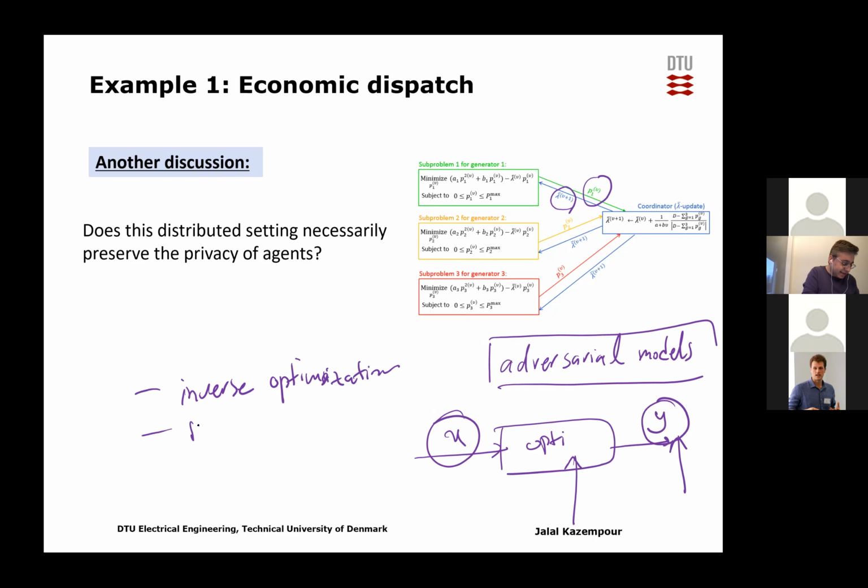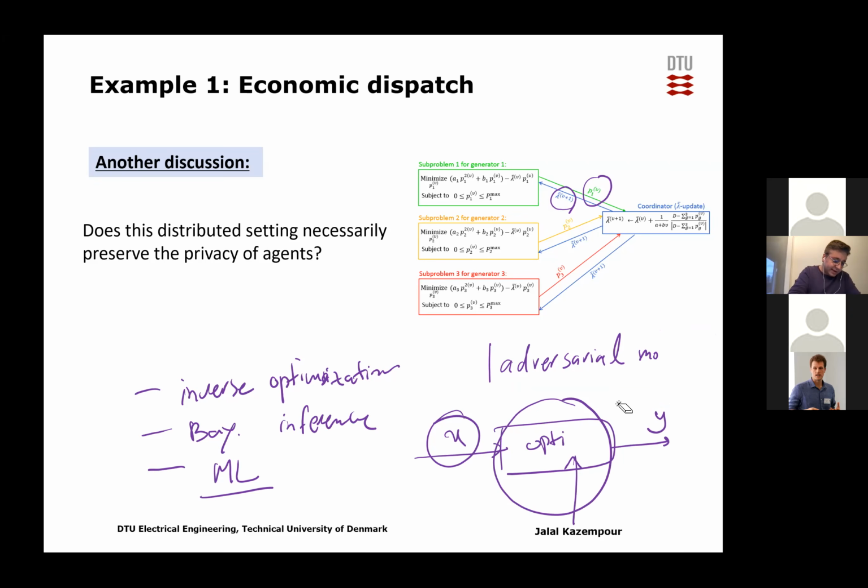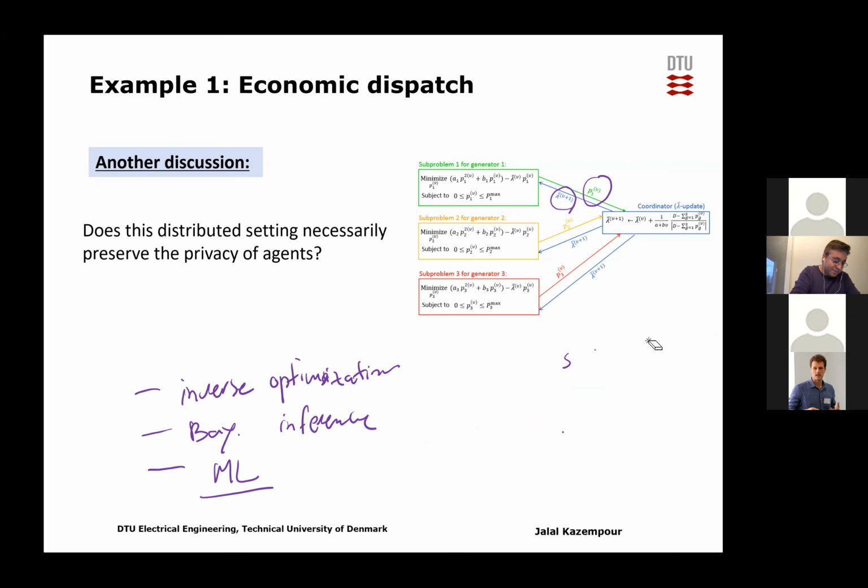Or you can use techniques like Bayesian inference, or even techniques coming from machine learning or deep learning. Maybe you might be able to reconstruct what this optimization problem is, right? And Sebastian correctly said that it depends how practical it is. There might be a large number of generators, so it might be hard to detect. But remember, if we have a network, instead of lambda, we will have the nodal prices, lambda n.